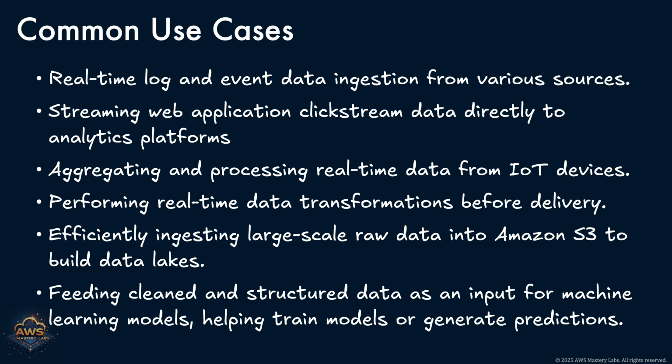Lastly, Firehose can play a critical role in machine learning data pipeline integration. Cleaned and structured data can be streamed into Amazon S3 or Amazon Redshift, where it becomes an input for training machine learning models or generating real-time predictions. This is a crucial step for businesses leveraging machine learning for everything from fraud detection to personalized recommendations.